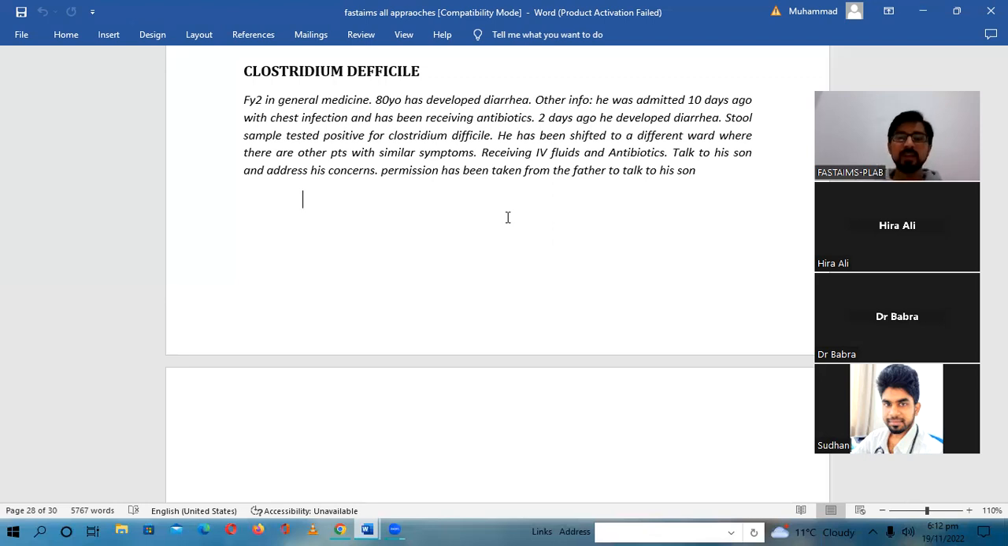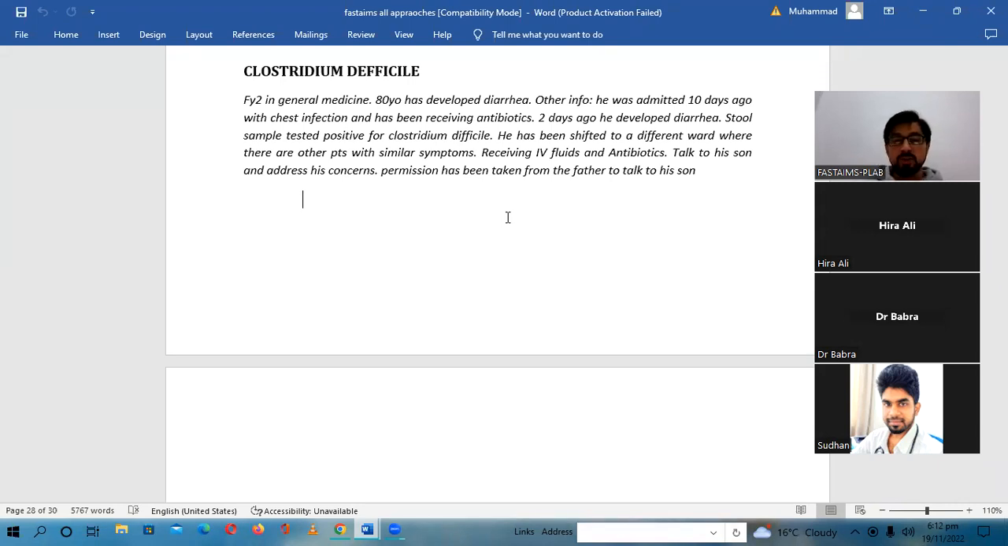Okay. Another concern comes: does this happen frequently in the hospital? So you need to tell that this is something that doesn't happen frequently, but can happen in elderly if taken antibiotics for a longer period of time. There is a separate department that keeps record of it. And if you would like to know about it, I can refer you there. All right, that's the answer to this question.